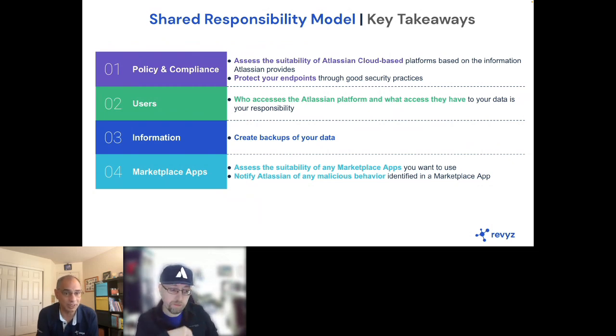From an information perspective, this is something which is critical, which is you have to back up the data which you add into the SaaS application. That is your responsibility.